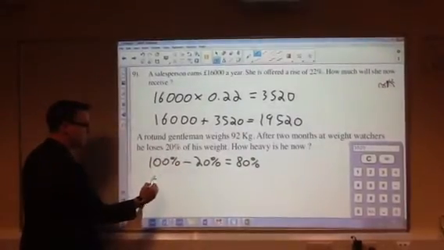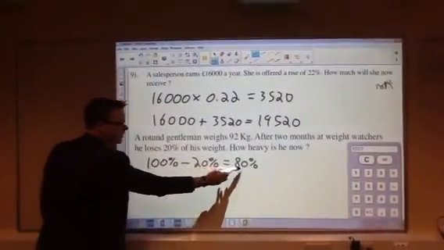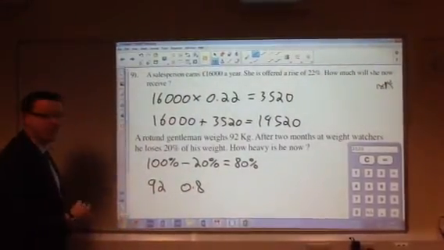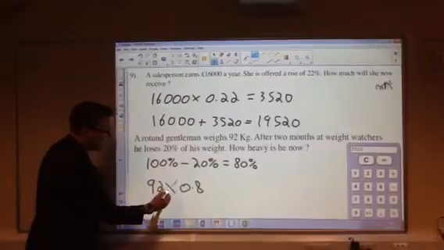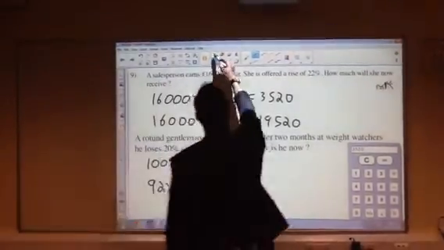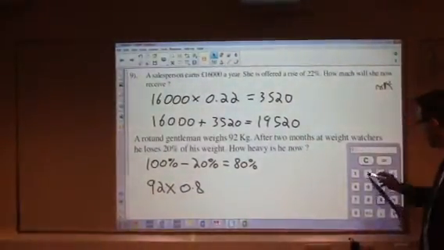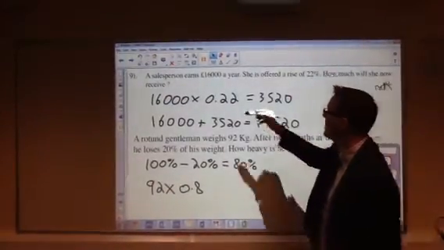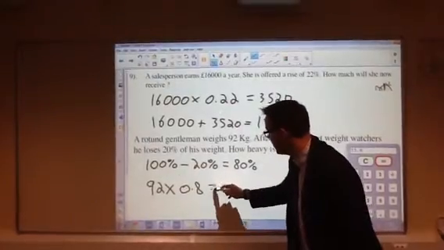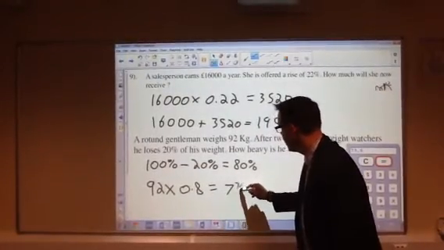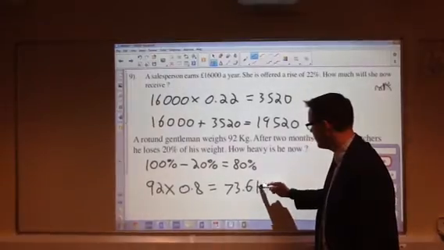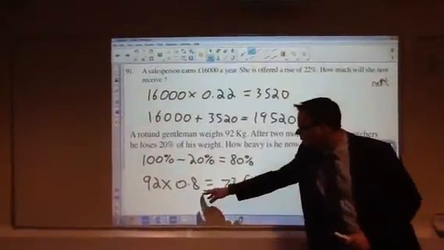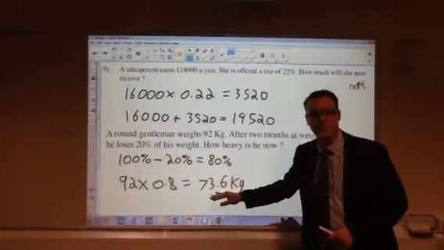We start with the original amount, which is 92. We change 80% into a decimal, 0.8, so our multiplier is 0.8. And as it's a multiplier, we multiply. So I do 92 times 0.8, which gives me 73.6. It's not money, so I don't need two decimals. But I do need to put the units, kilograms. And that's the actual weight he's at. So once we use a multiplier, we don't need a second sum, we just do it once. And that's where we get the answer.